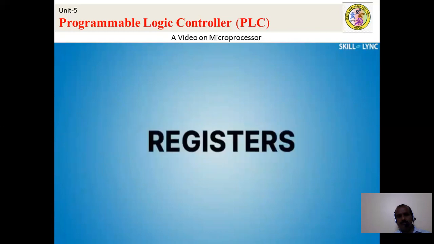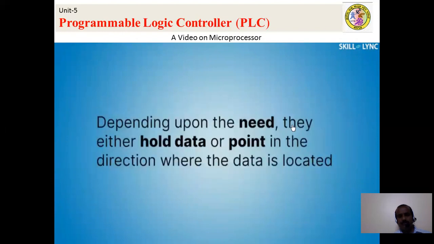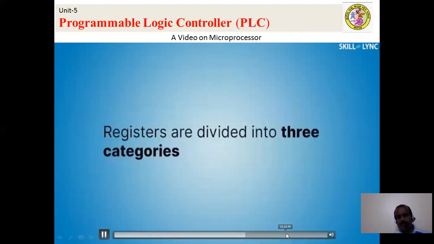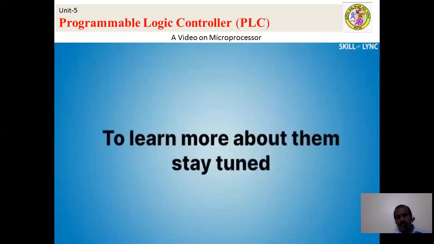Next, we have the registers. The registers are temporary data storage locations in the microprocessor. Depending upon the need, they either hold data or point in the direction where the data is located. Registers are divided into 3 categories, namely general purpose registers, specific registers, and memory registers. Depending on the need, data can be stored or extracted from them accordingly.